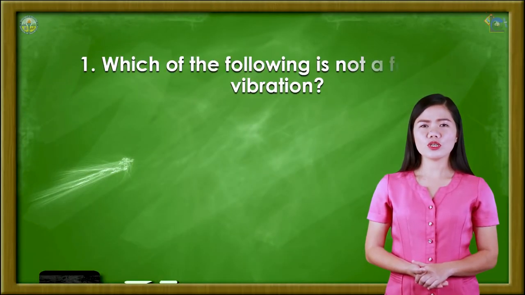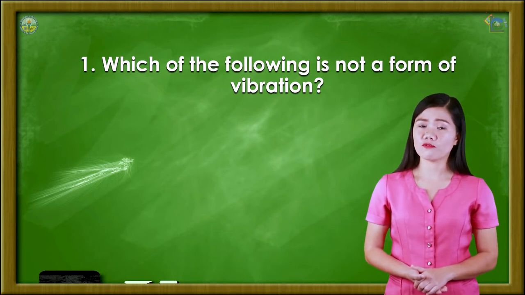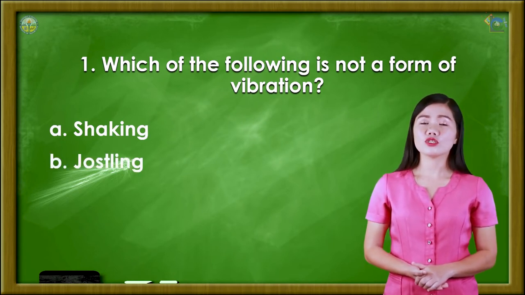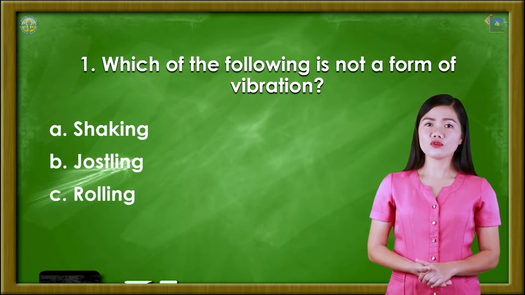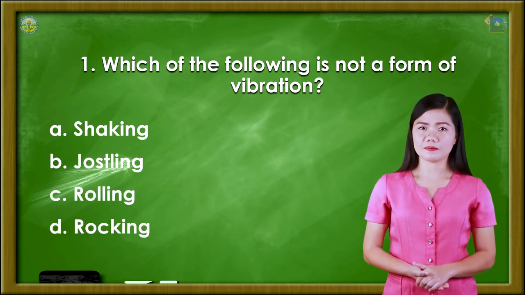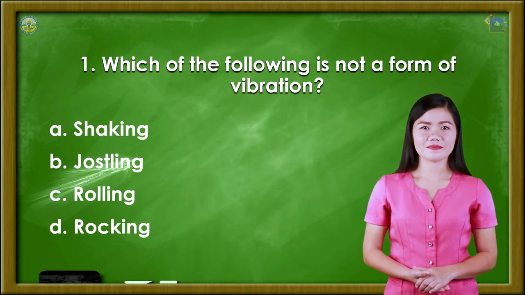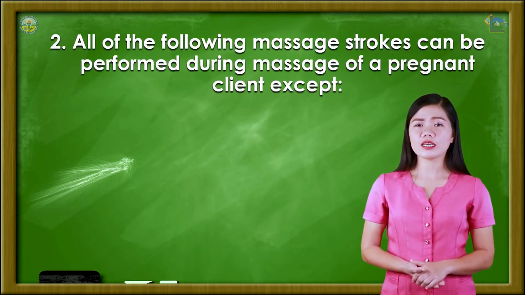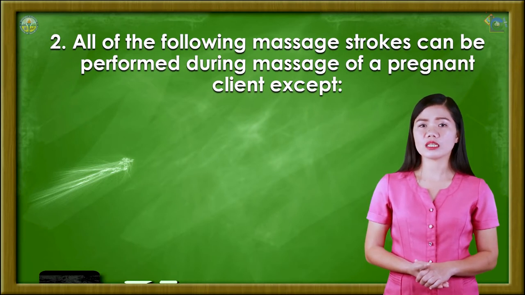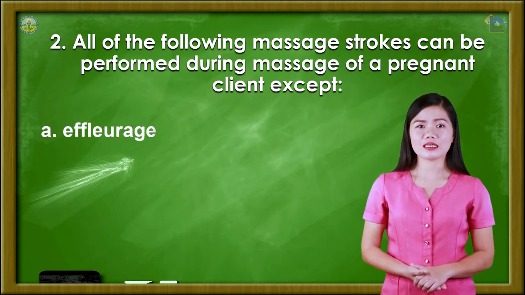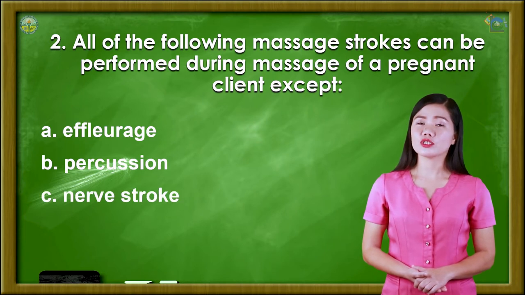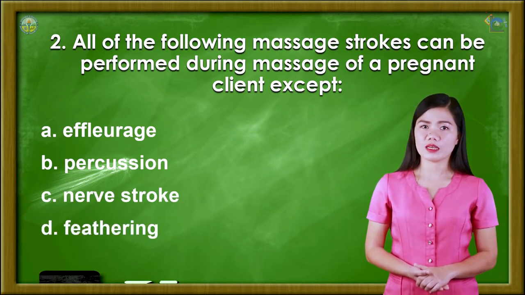Number 1. Which of the following is not a form of vibration? Letter A, shaking. Letter B, jostling. Letter C, rolling, or letter D, rocking. Number 2. All of the following massage strokes can be performed during massage of a pregnant client, except letter A, effleurage, letter B, percussion, letter C, nerve stroke, or letter D, feathering.